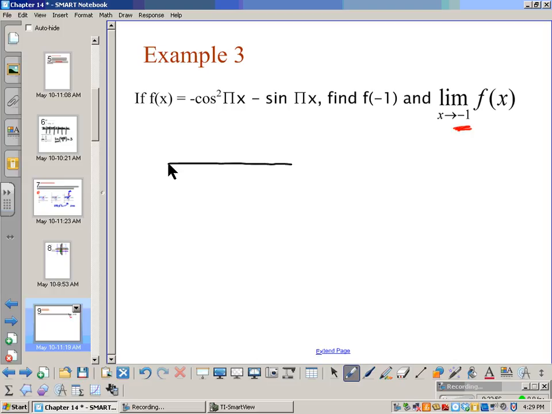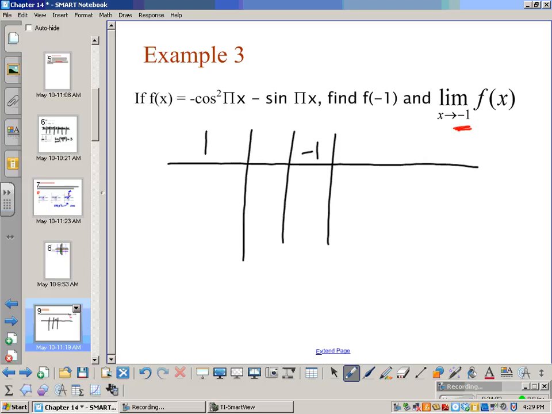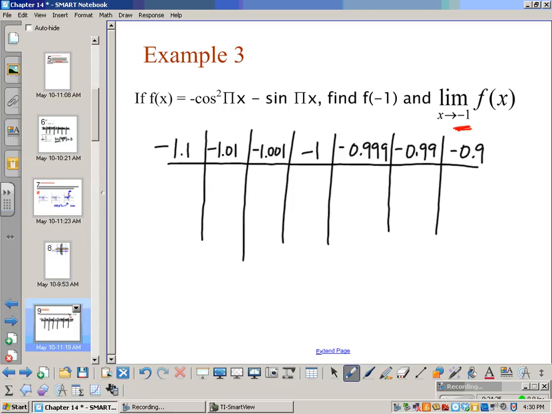Okay, so when we're doing this, we're talking about approaching -1, so we're going to approach it from both sides. And here we get -1.1. We could say -1.01, -1.001, getting closer and closer to -1. And then on the other side, okay, so we're looking for those values there.